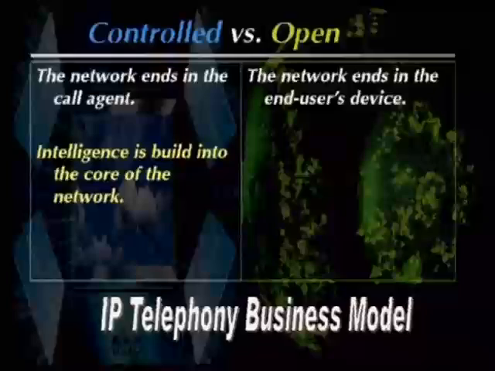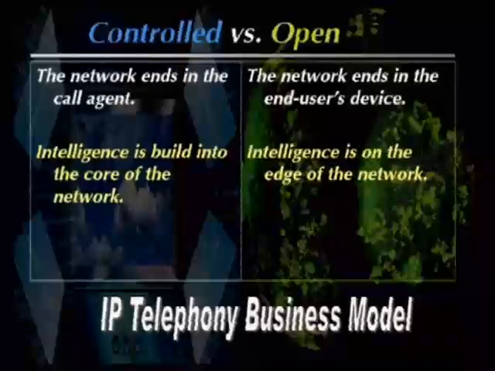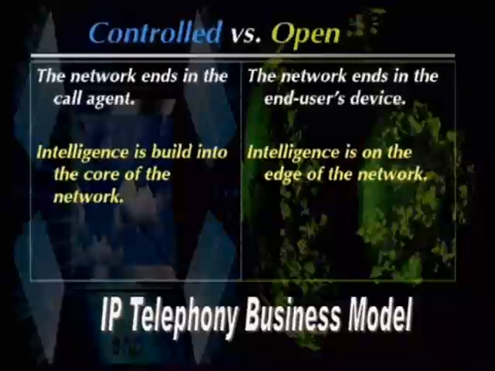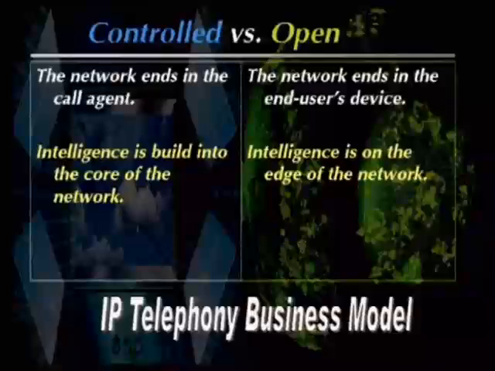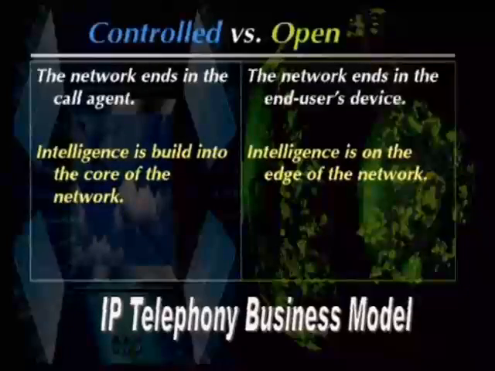Another key difference between the controlled and open network is that the controlled network group believes that the intelligence should be built into the core of the network, whereas the open network elements believe that the intelligence should be on the edge of the network. Let's quickly take a look at a traditional telephone company. If they want to implement video telephony, what will they have to do? They will have to create a tremendous amount of intelligence in the network and then change all of the end user devices to allow you to do this.